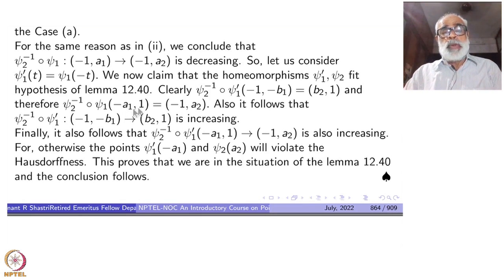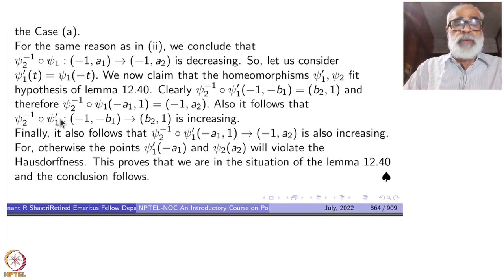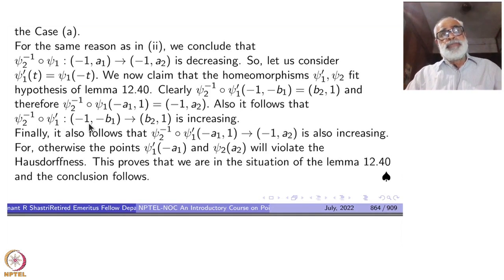Minus 1 to a 1 was there. Now I have changed the sign. So this will become minus 1 comma 1 to minus 1 to a 2. The far end here, the right-hand end, is coming into the left-hand end here. Also it follows that psi 2 inverse of psi 1 prime maps from minus 1 b 1, the initial segment, into the far end b 2 to 1. So both of them will be increasing.